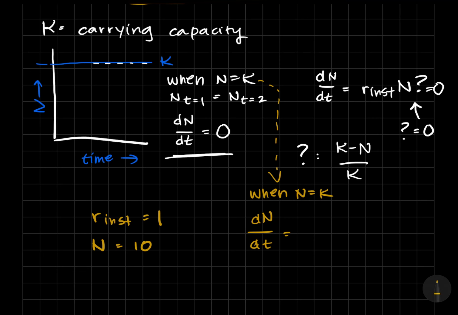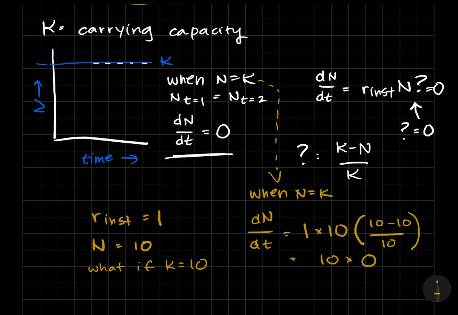Okay, so these are our sample numbers to make everything easier to solve. All right, so here we've got our dN over dt, and we're going to say that K now is also equal to 10. So what if K equals 10? We have our r inst, that's 1, times N, which is 10, and that is going to be multiplied by K minus N over K. So K minus N is 10 minus 10, over 10, okay? So this is going to equal 10 times (10 minus 10) over 10, which is just 0. 10 times 0 is 0. So if we are at carrying capacity, this number is going to equal 0. So no growth over time, and we're at our nice flat line, just like that.